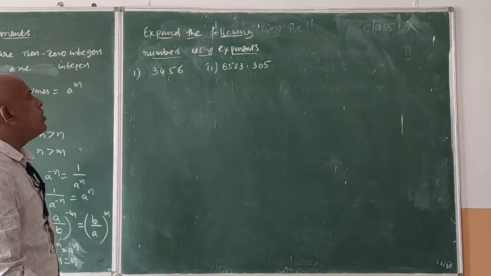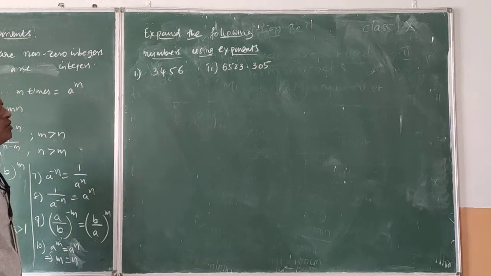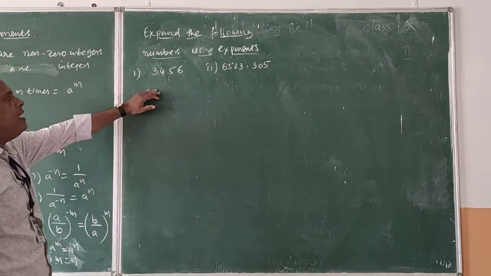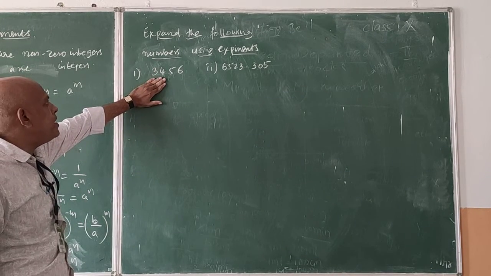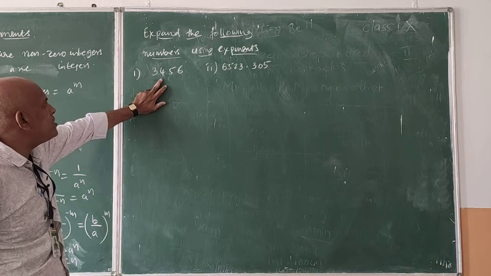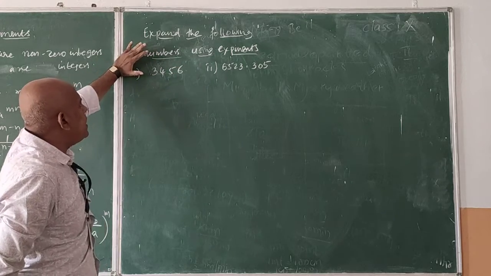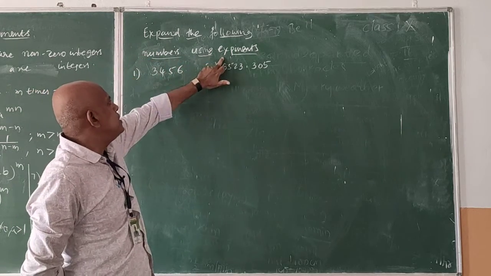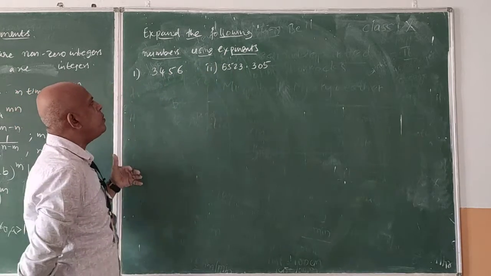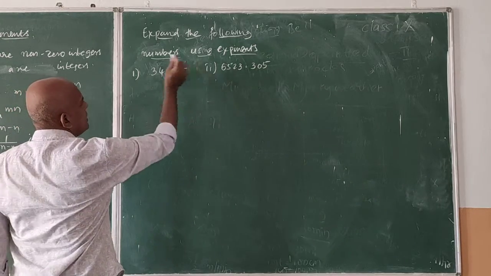Okay, children, now we will go for the next concept, that is, expand the following numbers using exponents. Already you learned this in the lower class, so once again we are learning here. This number is read as 3456. But here we are using exponents to expand it. When we use exponents, we convert into powers of 10. Already you know the place values in the place value chart.